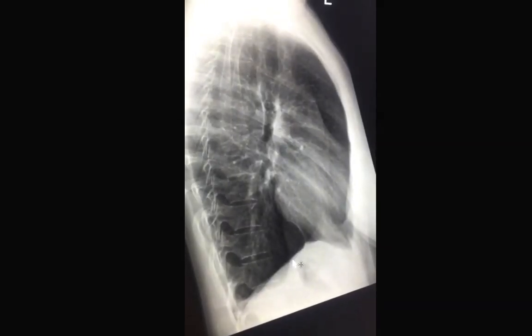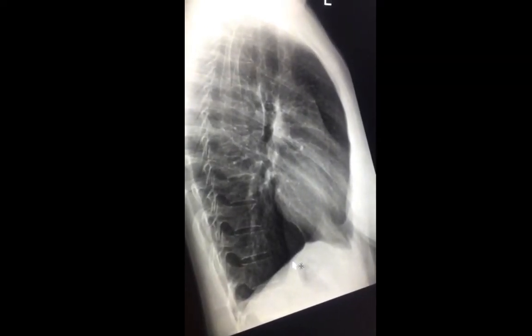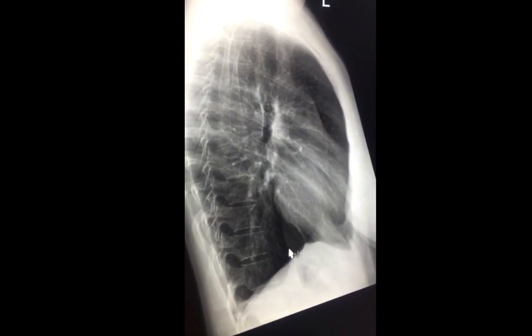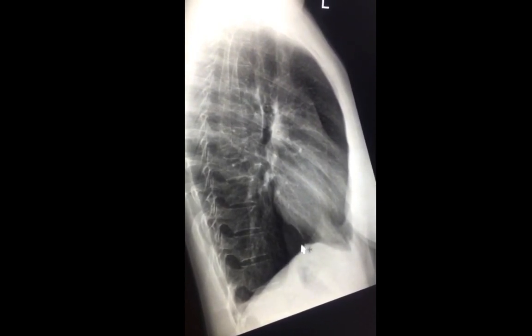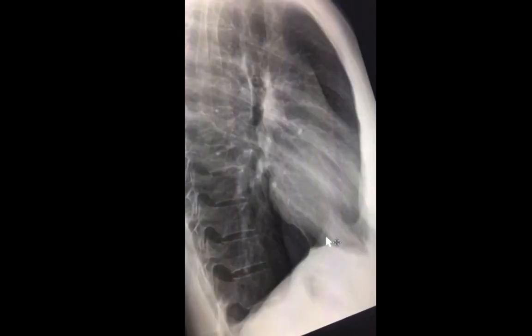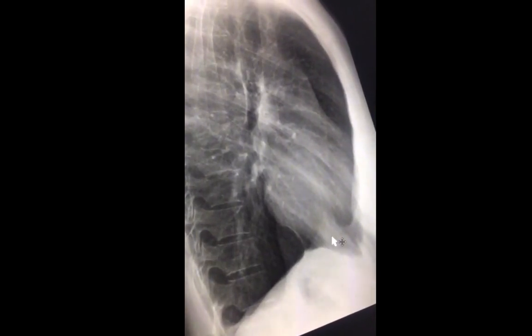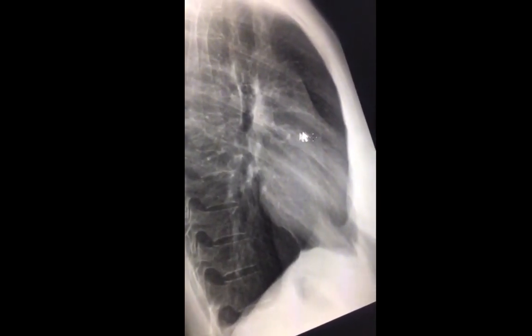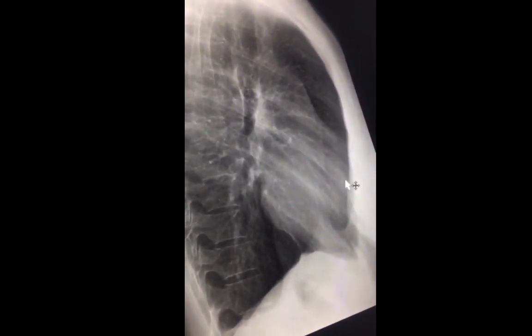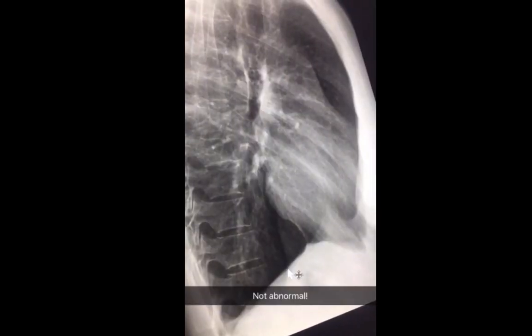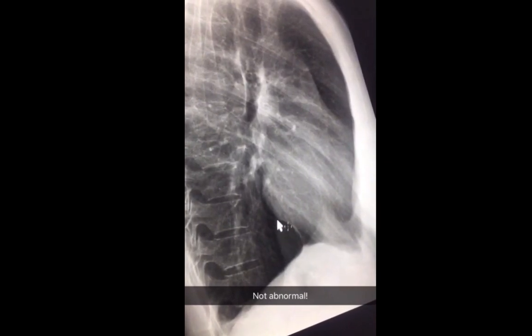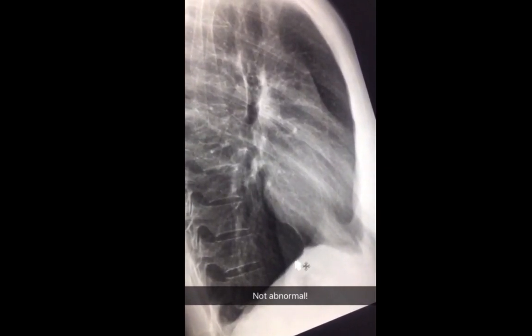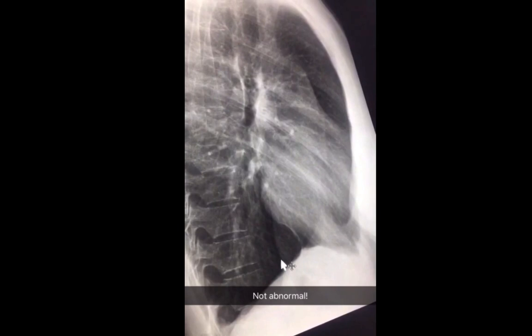Here's a quick one for today. This is a normal chest X-ray, and the question is, what do you think this structure represents? Now, this lateral chest radiograph shows this opacity here, which represents the cardiac shadow, and that's easy. What many people would not have noticed is this opacity here, and if noticed, this may be mistaken for abnormality.